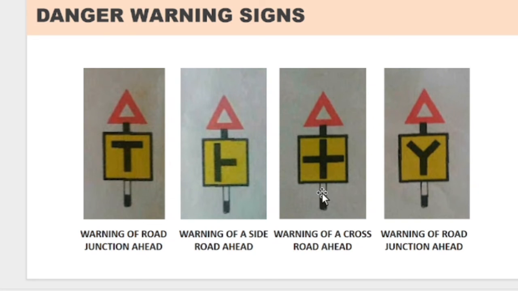Now here is what we call a cross road ahead. As you can see, we have these roads that do cross here. So here is what we call a cross road ahead, and here is what we call a road junction. So guys, I hope this one was very helpful.